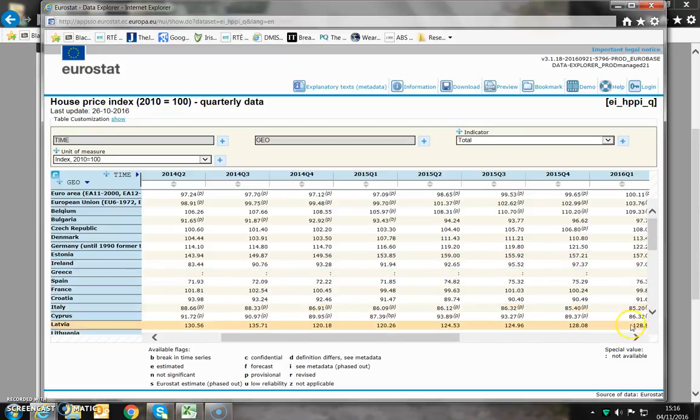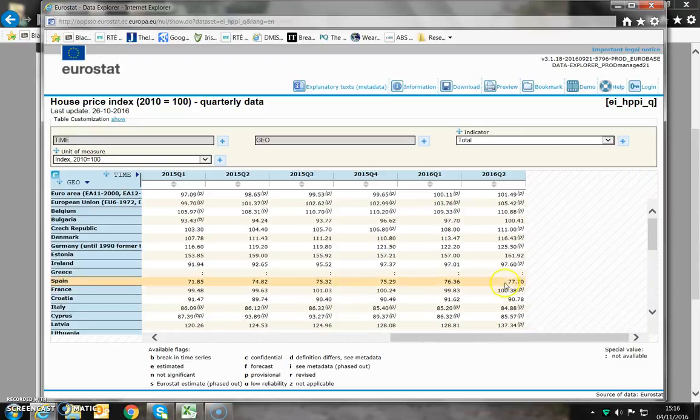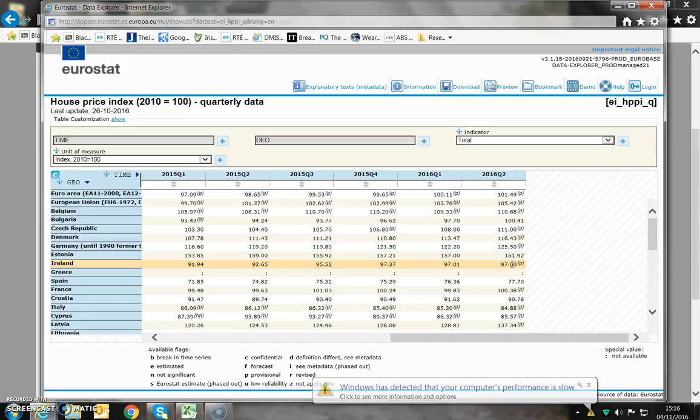We're still in Ireland, and we'll just go up to the last value that we had. 97. So quarter 2 2016, house prices are not as they were in 2010 exactly. They're just about 2.5% lower. Okay, that's how you read the index number there. Okay, that's for Ireland.